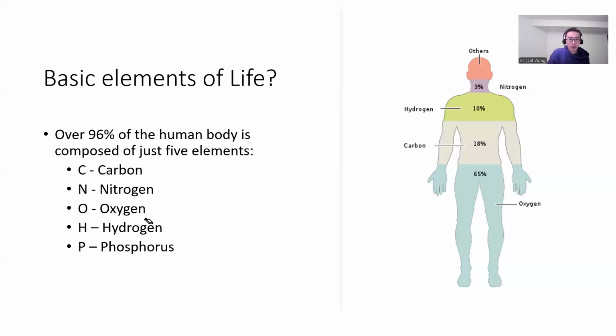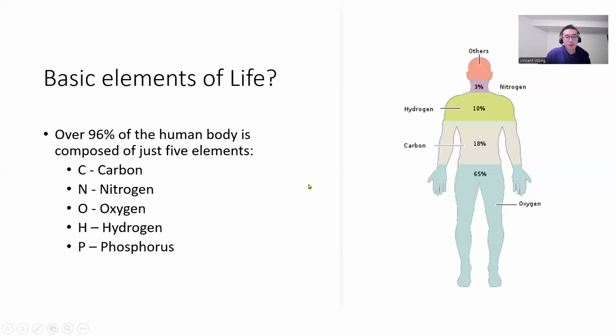Hydrogen is explosive. Sometimes hydrogen can be used as a fuel. And phosphorus. There is just a little bit of phosphorus in the body, and you can find it at the head of the match. It helps you light up the match. So these are the five key elements that make up over 96% of our body.